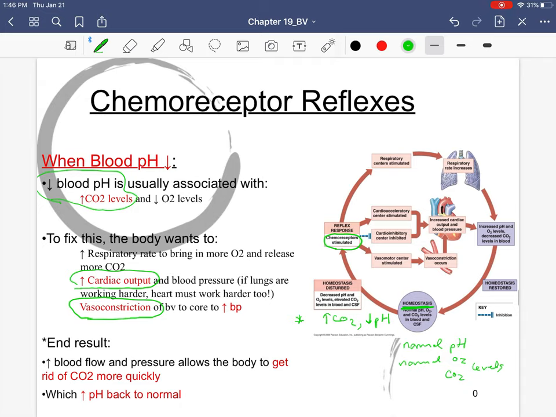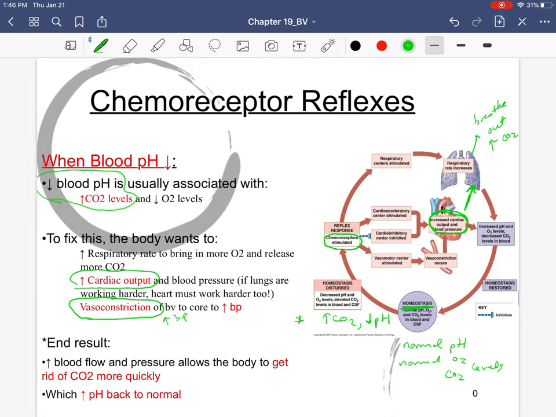Let's play this out with why this works. So our initial problem is too much carbon dioxide, which lowers the pH. In order to fix that, we're going to increase cardiac output and increase blood pressure. Because by the way, when we vasoconstrict, what does that do? Increases the blood pressure. The idea here is when I increase cardiac output and increase blood pressure, I can send more blood to the lungs, which means I can breathe out more CO2.